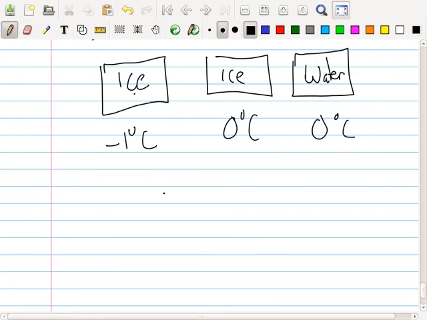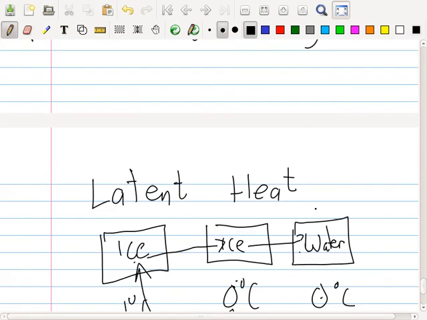Here's my ice. If I put energy into this, I'll make it get hotter and it will turn into temperature 0. Yes? If I put more energy into this, I think it will get hotter again. Yeah. But it doesn't get hotter. Instead, it changes into water. Yes, liquid. You need energy to change the form. This is called latent heat.